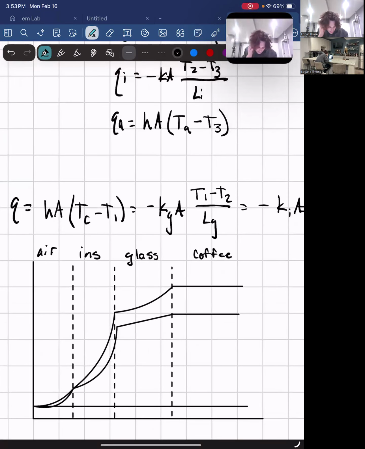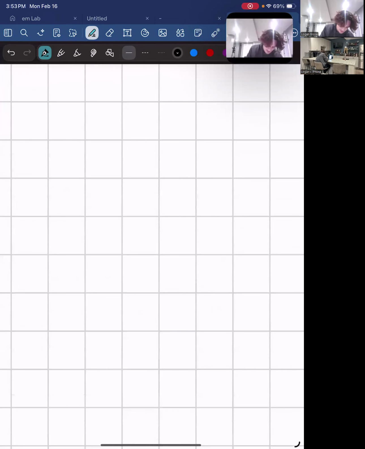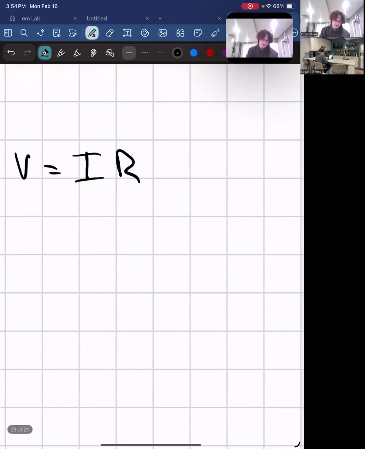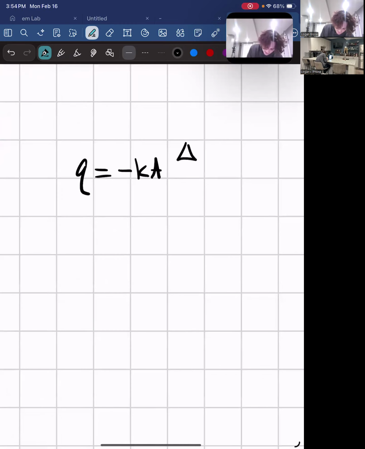And so we can actually relate all of this to Ohm's law. If we look at Ohm's law, it's voltage equals current times resistance. So if we look at our 2 equations, we have Q equals minus Ka delta T over delta X. Then we have Q equals HA delta T.